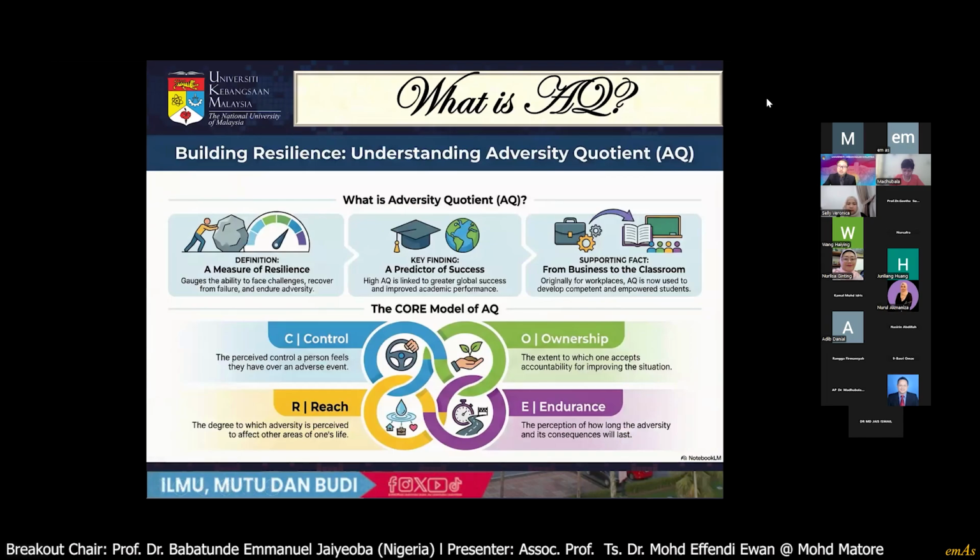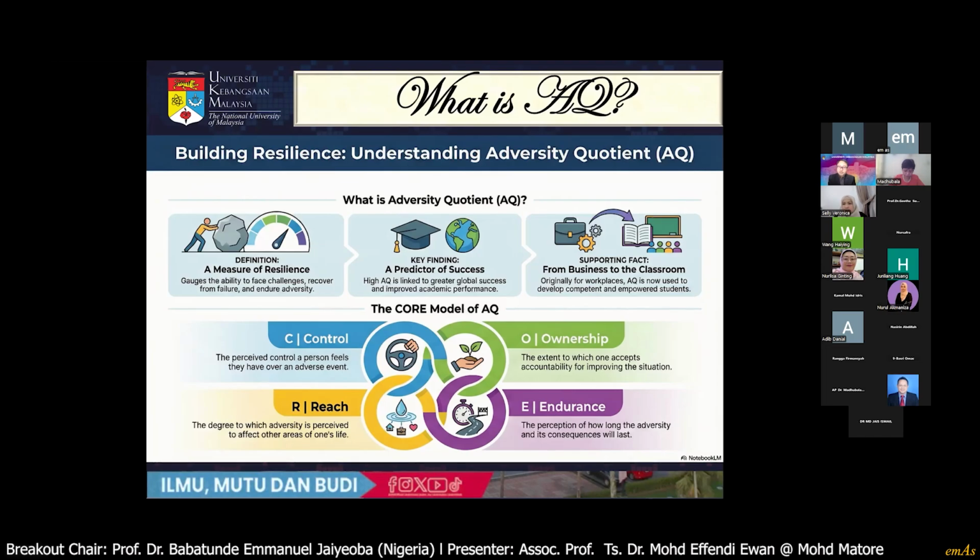Before that, I want to elaborate more about the adversity quotient. What is actually the adversity quotient? It is a measure of resilience. We gauge the ability of the students to face the challenges, recover from failure, and endure the adversity. And we believe that the AQ is a predictor of success. Originally, the AQ came from the corporate environment, and now we want to transform it to the field of education.